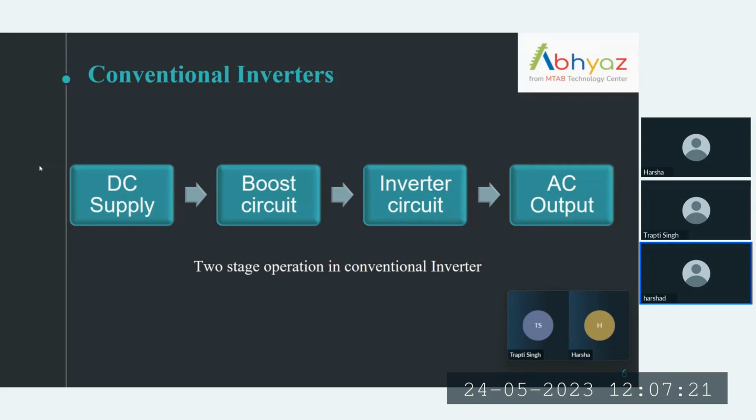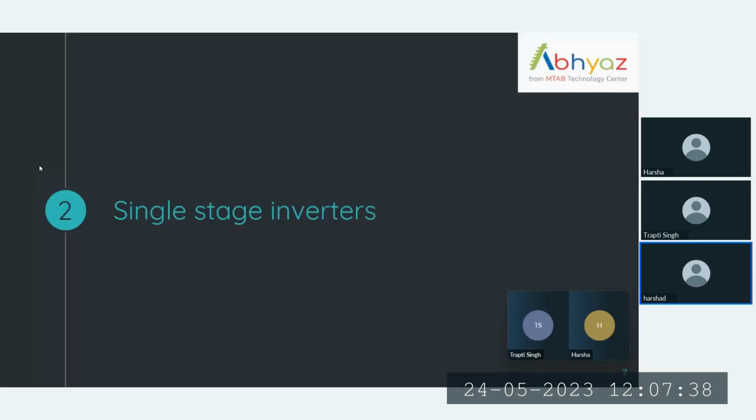This is the block diagram representation of the conventional inverters for obtaining a higher output voltage. As we need two electrical circuits to achieve the desired result, that is a boost circuit and an inverter circuit, we call it a two-stage inverter. To address the limitation of the conventional voltage source inverters, we look into single-stage inverters.